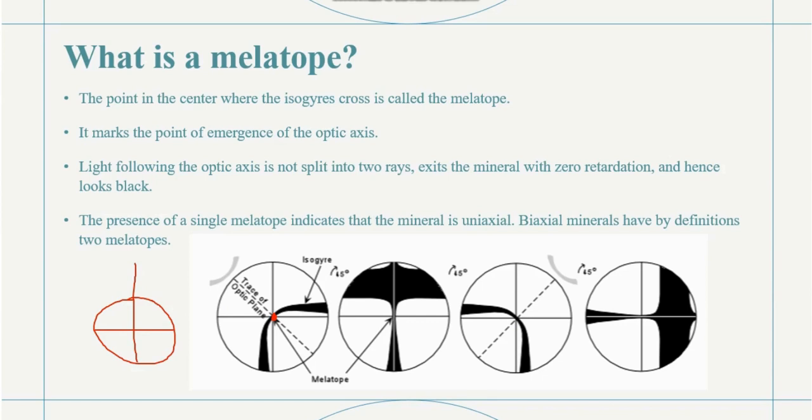So then we say this is the OA, the optic axis. Light following the optic axis is not split into two rays, and it exits the mineral with zero retardation, and hence it looks black. So it looks black. Let me show you shortly what we mean when we say the light following the optic axis does not split into two rays, right here.